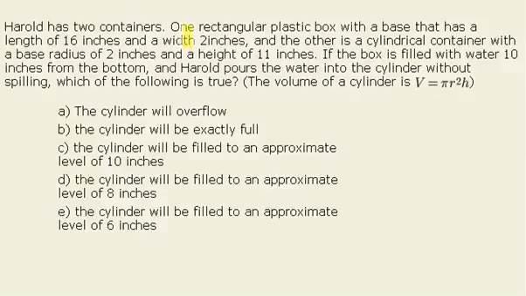Harold has two containers. One is a rectangular plastic box with a base that has a length of 16 inches and a width of 2 inches. The other is a cylindrical container with a base radius of 2 inches and a height of 11 inches. If the box is filled with water 10 inches from the bottom, and Harold pours the water into the cylinder without spilling, which of the following is true?